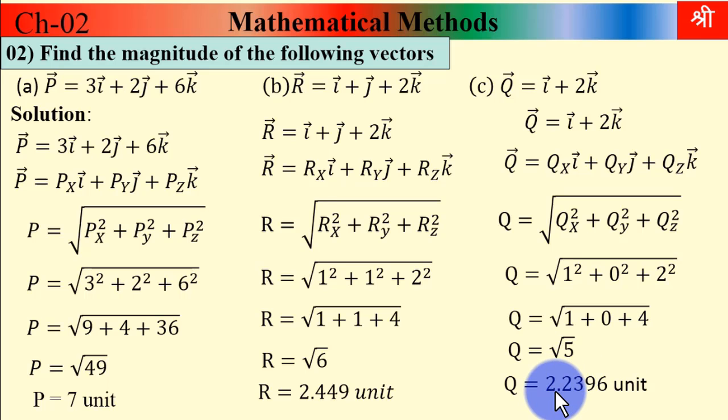Square root of 5 is 2.2396, and write unit because we don't know the unit of these quantities.